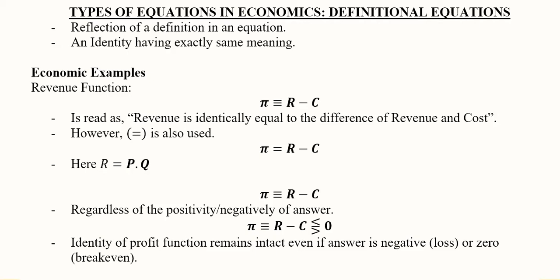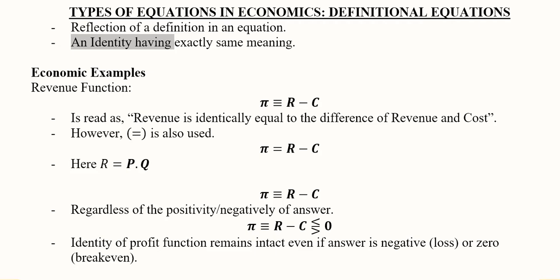Hi there. After understanding the difference between equations and identities, now we are going to delve deeper into the types of equations that occur in economics. Primarily, we have the definitional equations, and as the name goes, these are the equations that represent the definitions. These are reflecting some definitions, and they can also become an identity because the definition remains the same. Hence, this equation will remain the same for all the values of the variables.